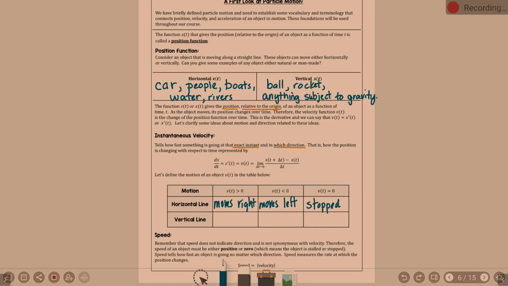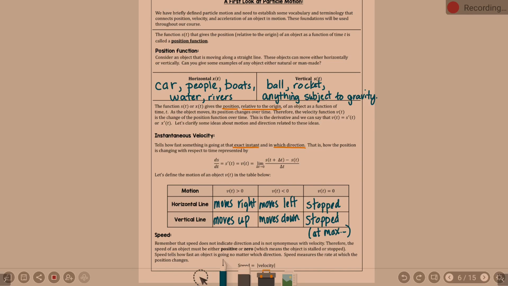Now, vertical line motion. If the velocity is greater than 0, it moves up. If velocity is less than 0, it moves down. If velocity is equal to 0, it's at rest. Okay, it stopped. I also have written in here, in parentheses as an option, it could be at a max, because when the derivative is 0, it could be at a max as well. Now, that takes us to the end of page 3, so we got through a third of things.